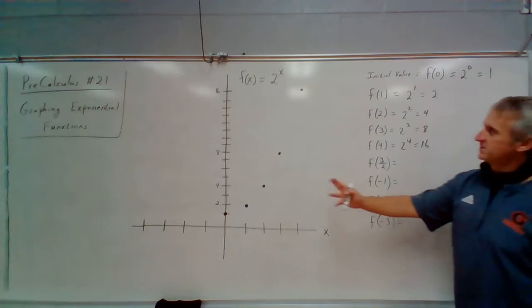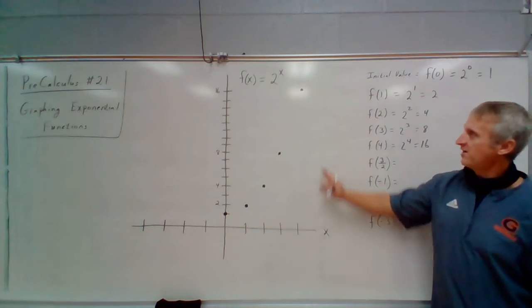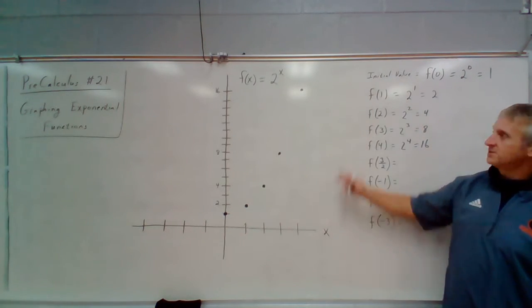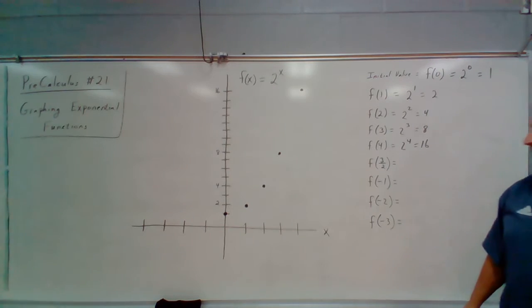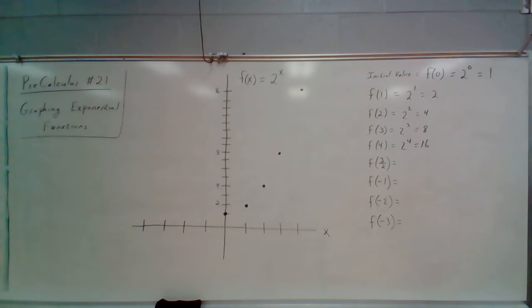And then you can see it starts to go up really fast. If I put in a 5, I'll get a 32. If I put in a 6, I'll get a 64. So it's going up really quickly.